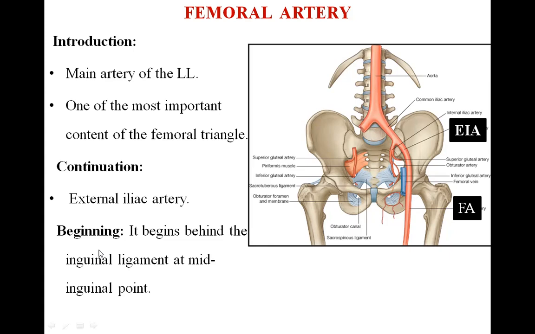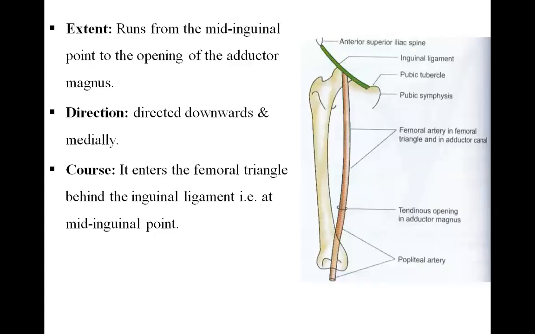Femoral artery begins behind the inguinal ligament at the mid-inguinal point. Extent of the femoral artery, it runs from the mid-inguinal point to the opening of the adductor magnus. So in this diagram, here is the anterior superior iliac spine, and here is the pubic tubercle, and here is the pubic symphysis. I think you have studied the hip bone and you know where the pubic tubercle and the anterior superior iliac spine are.